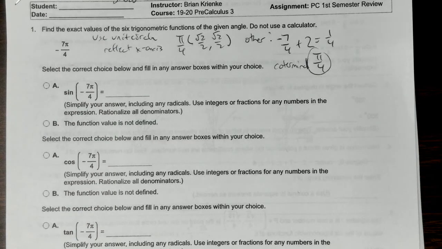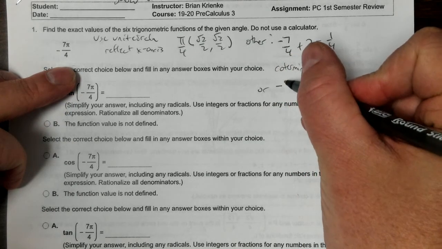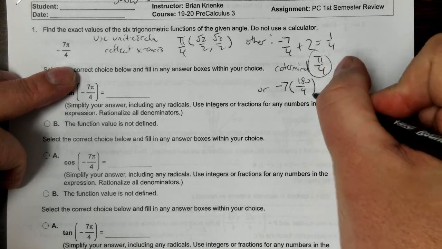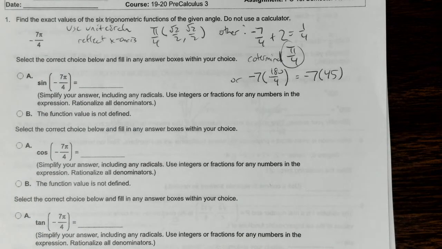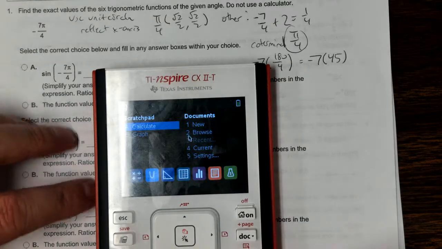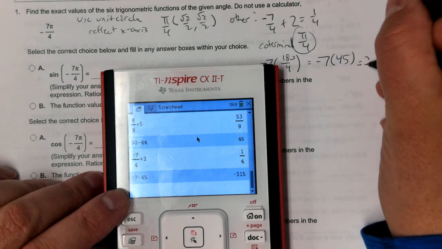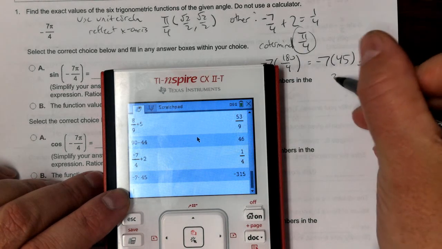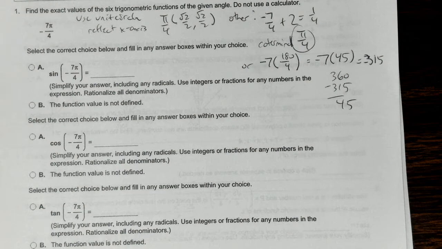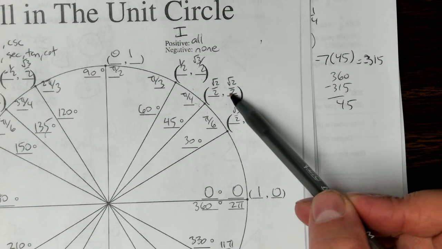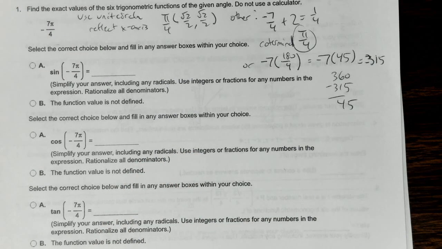The other way is to even just change it to degrees. So you could say -7 times 180 over 4. So that's -7 times 45. Lots of different ways to do these. And so you get -315. And then you go 360 minus 315 and you get 45. So all that to say, you should end up with this ordered pair. Square root of 2 over 2 for both x and y. Any questions on how you get there?